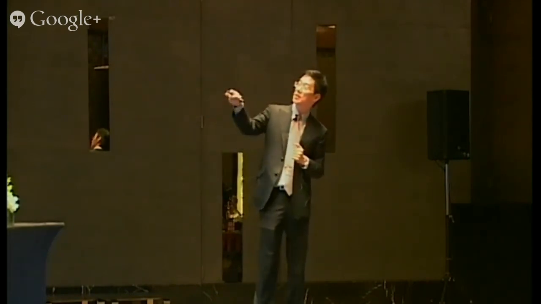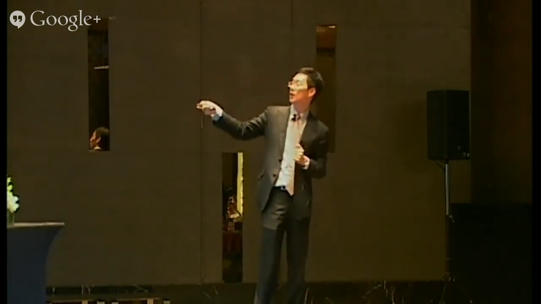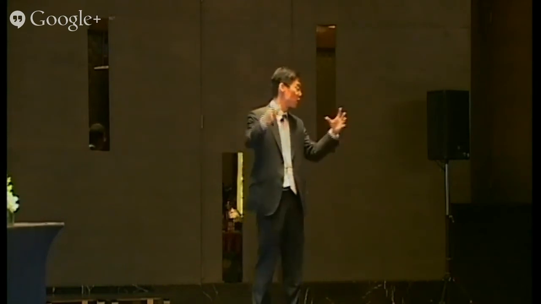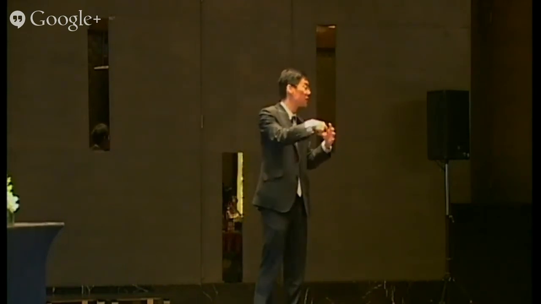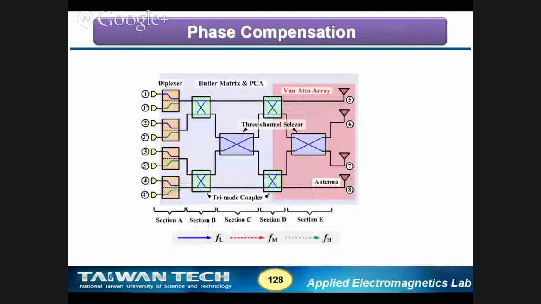Okay, and of course we compare this 3-channel selector with the conventional state-of-the-art triphase. In addition to its functionality, it has the smallest size, because we use the slow wave approach to reduce the size. Meanwhile, it has additional functionality compared to a triphase. This is an essential part, the 3-channel selector. And then we also need a phase compensation.